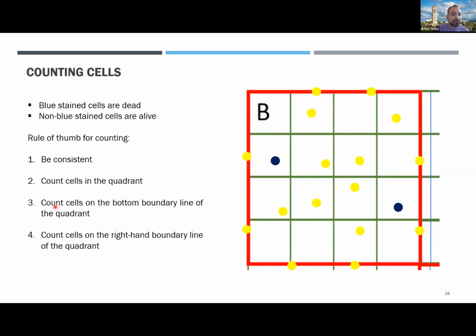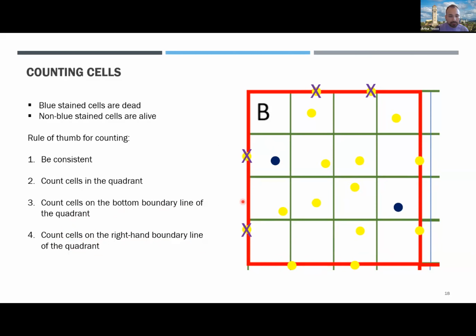One thing. Then you're going to count the cells on the bottom boundary line of the quadrant. So you're going to count cells that are here on the bottom line, touching this, okay? And then you're going to count cells on the right-hand boundary line of the quadrant. So we're going to count these cells over here. So what cells do we not count? Well, we're not going to count these that are up here and these that are over here. Okay, so we don't count these.